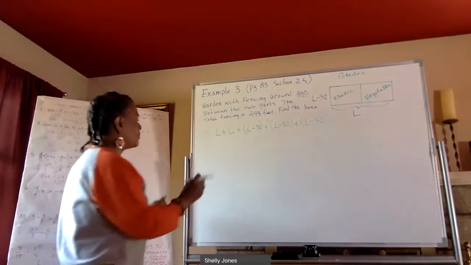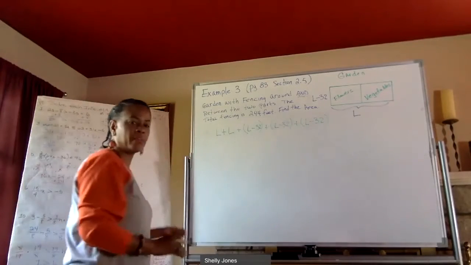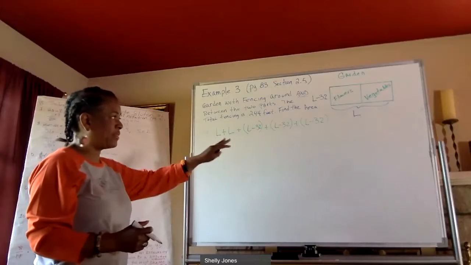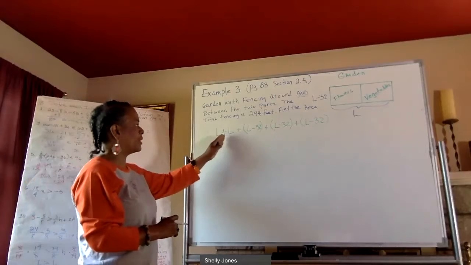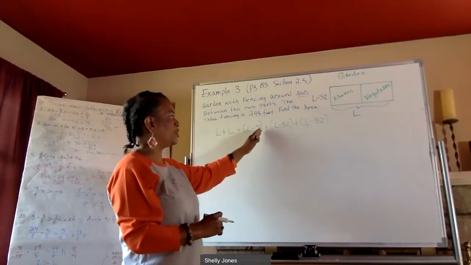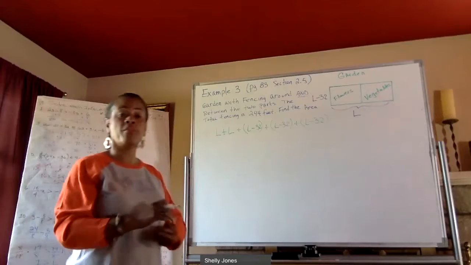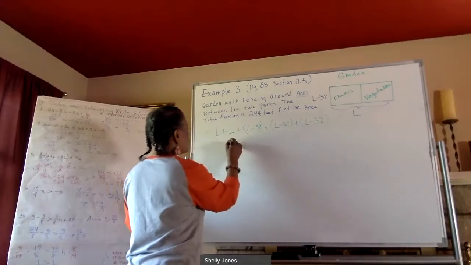So let's do that. I have 1, 2, 3, 4, 5. Now I can take this out if I want. I don't need to. If you want to rewrite that whole thing, you can go ahead and rewrite that. But I would have L plus L plus L minus 32 plus L minus 32 plus L minus 32, all without the parentheses. I have 5 of those L's. So 5L.